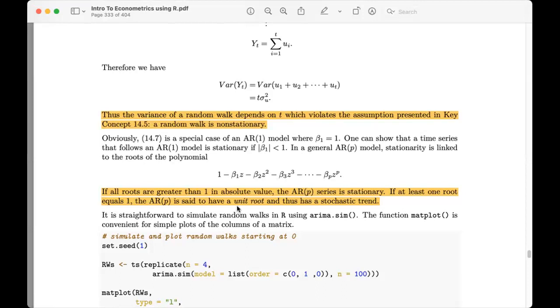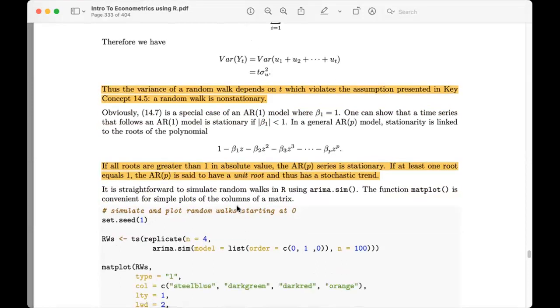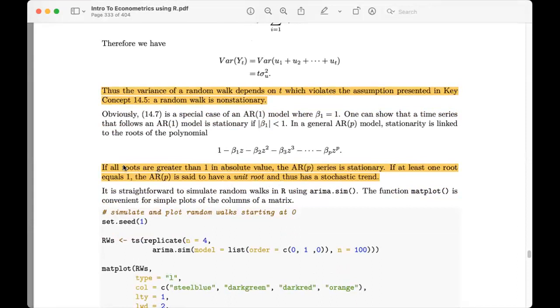In a general AR(p) model, stationarity is linked to the roots of the polynomial. Like you highlighted, if all roots are greater than 1 in absolute value, the series is stationary. If at least one root equals 1, then we say that the AR(p) has a unit root. If Y_t has a unit root, then taking the first difference would make it stationary.